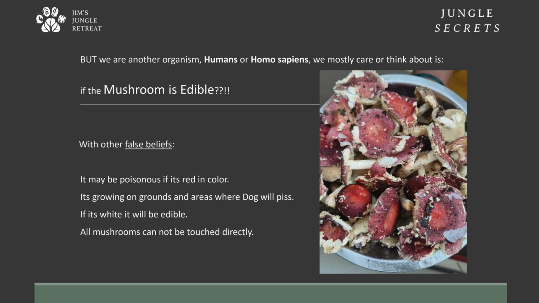While it is not the requirement right now to talk about which mushrooms do what, I want to break some myths which are around mushrooms and their edibility. There are some false beliefs that I have heard, such as that a mushroom may be poisonous if it's red in color.